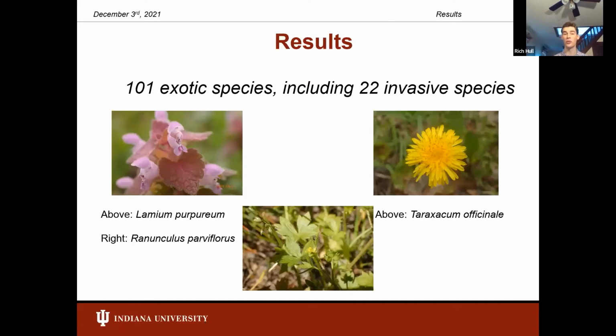So diving into these results a little bit more, again, we had 101 exotic species, including 22 invasive species. And these were not necessarily as prevalent when Dean was collecting. So Lamium purpureum was probably just starting to show up in the study area when Dean was collecting. Taraxacum officinale, the really common dandelion, may or may not have been here. We're not really sure. And then we have Ranunculus parviflorus, which definitely was not here when Dean was here. In fact, it's only started to show up in the state in the last 10 to 20 years. This is from Posey County, actually, from a state park down in Posey County.